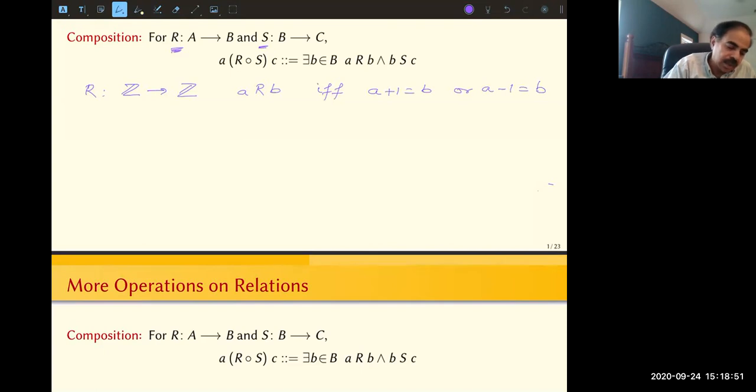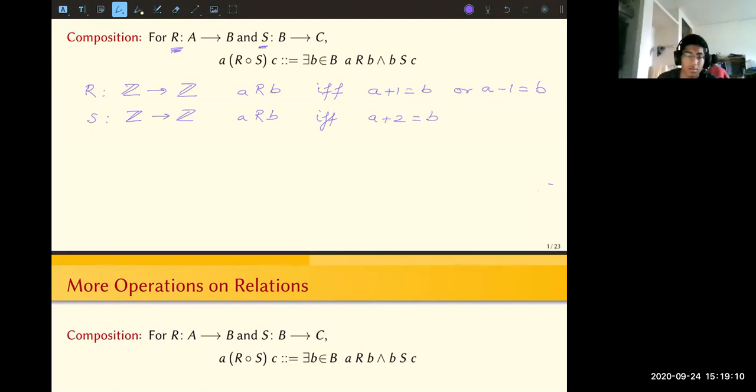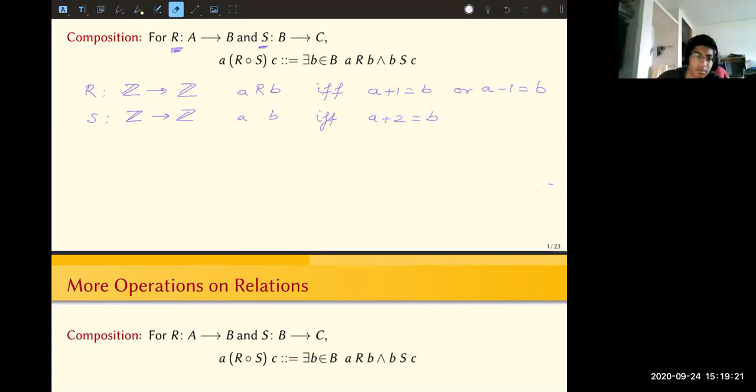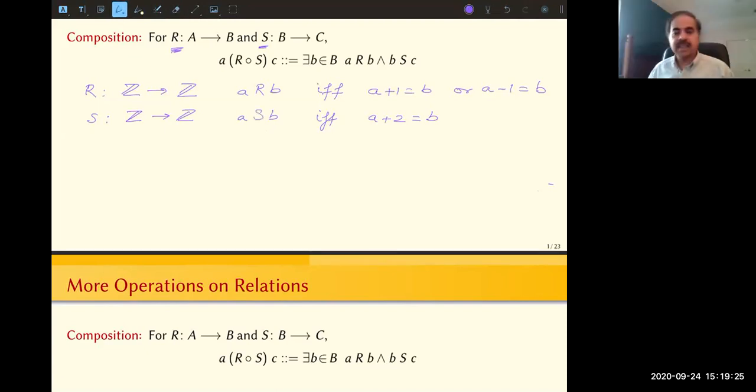Similarly, let's define S from Z to Z as A S B if and only if... Wait, what does A R B mean? It means A has a relation to B. So we say that A and B are related by R if one of these conditions holds, and A and B are related by S if this relationship holds.